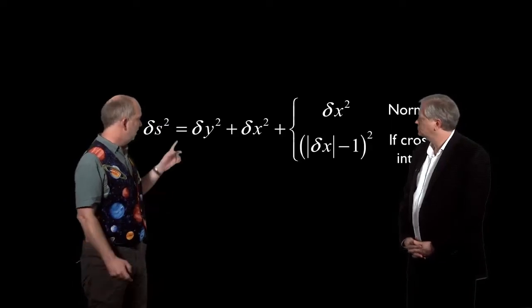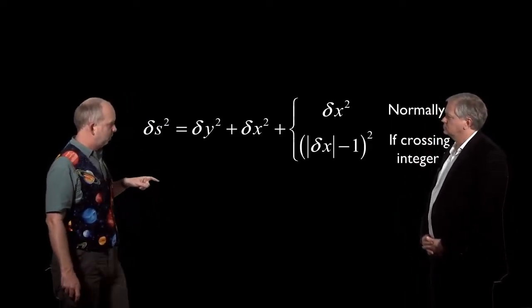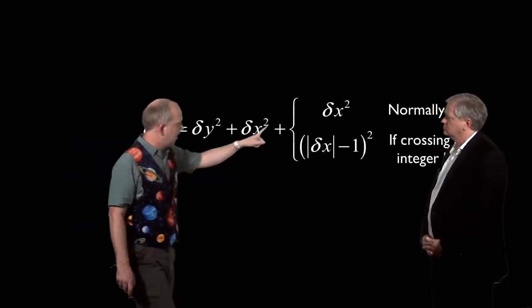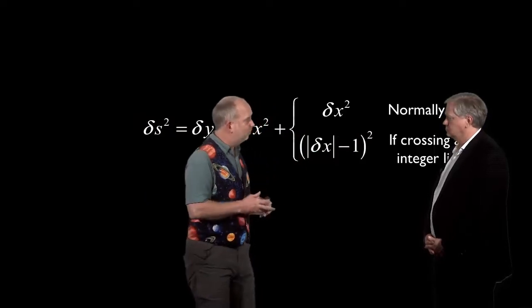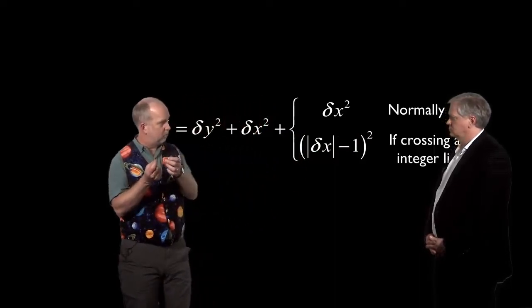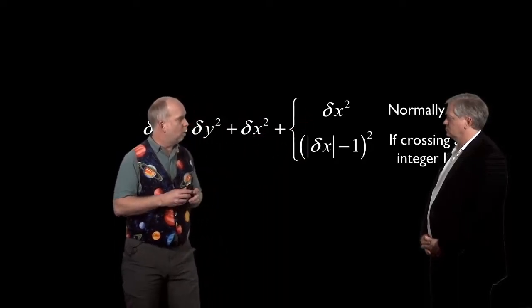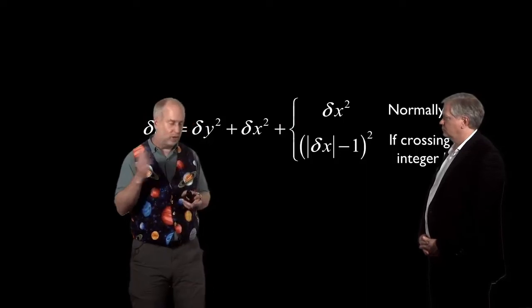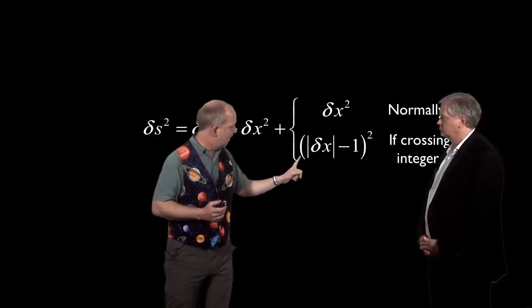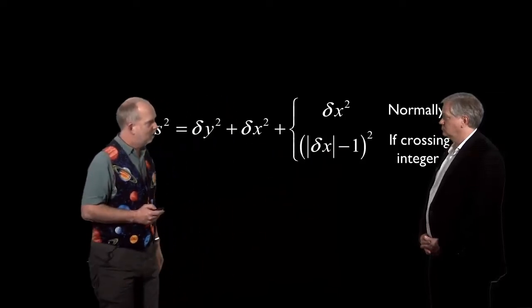Okay, so let's say we take the equation we had before, square it, but now we're going to change it a little bit. Normally we have the normal thing, but let's say the delta x crosses an integer boundary. So if delta x is going from 1.3 to 1.4, just use this. But if it goes over an integer boundary, so let's say 1.95 to 2.05, that's crossed an integer boundary, and let's use that instead. So we're going to take the modulus of this, the positive value of that, take off 1 and square it.